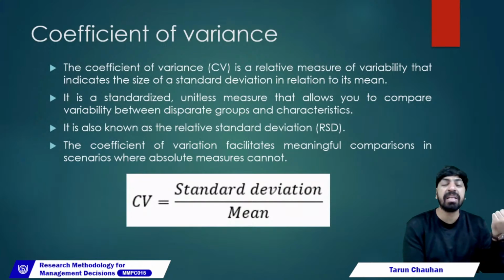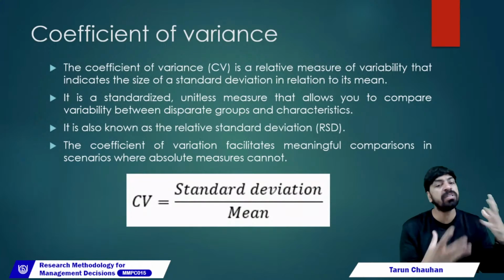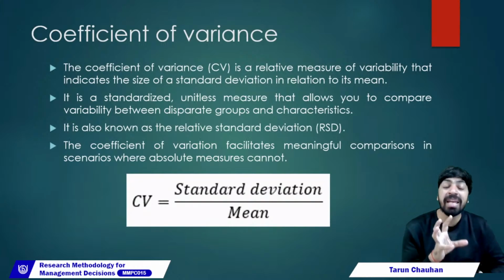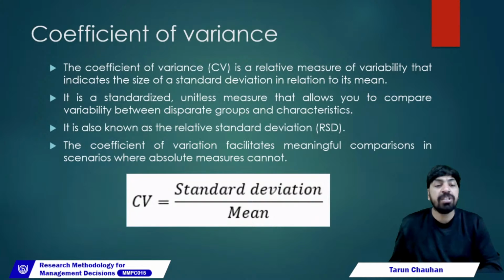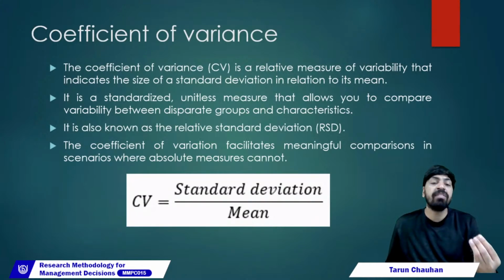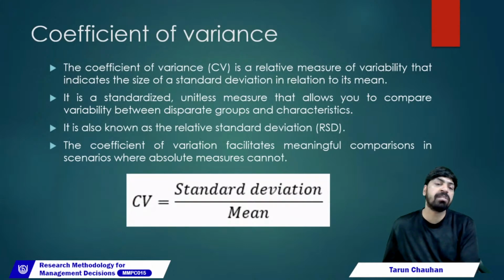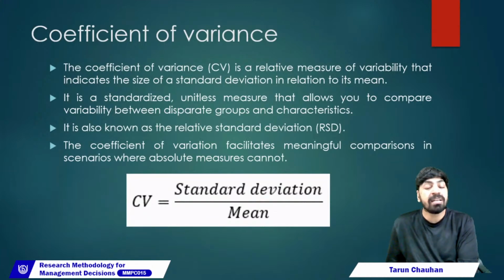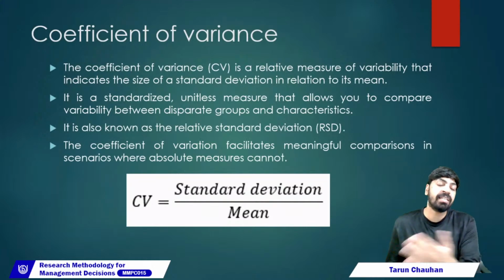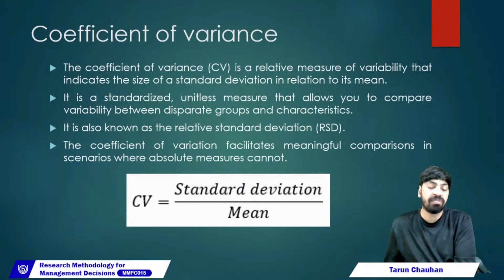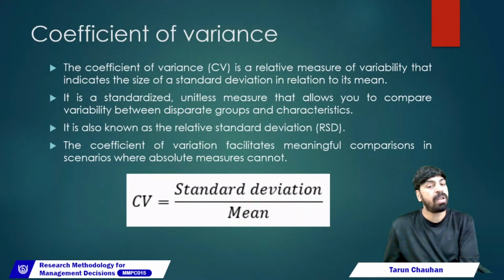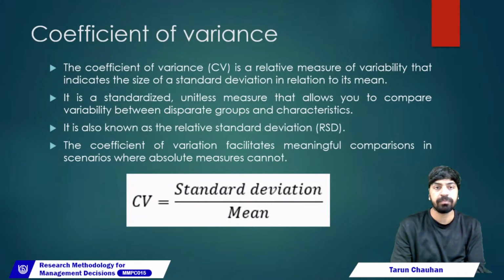It also gives a meaningful comparison in scenarios where absolute measurement tools cannot be used. In fact, if the standard deviation may not be used for a research study, the coefficient of variation can easily be used for the comparison, because the standard deviation will not be suitable for the comparison. So the coefficient of variation is another tool to make a comparison between two main variables or two main samples of a given study. This particular formula could be used to estimate it.